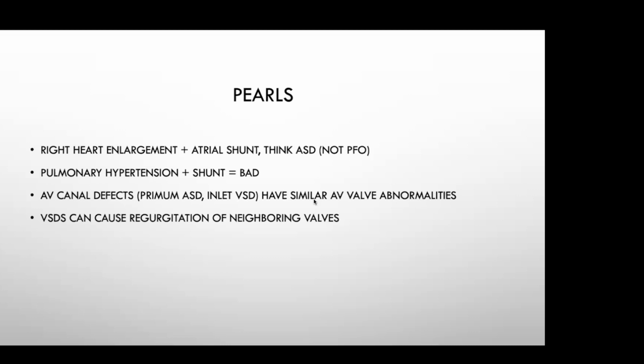AV canal defects, such as primum ASDs and inlet VSDs, tend to have similar abnormalities of the atrioventricular valves, which we talked about, such as this cleft appearance of the left atrioventricular valve and the common level of the two valves. And VSDs can cause regurgitation of native valves as well, which should be actively screened for.